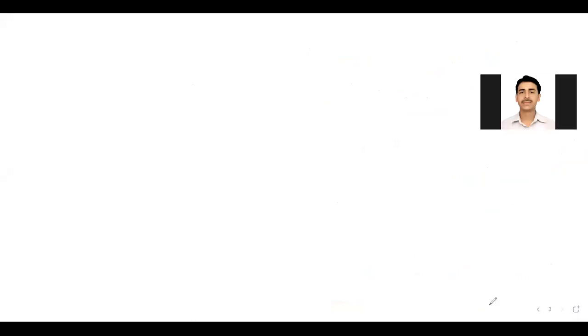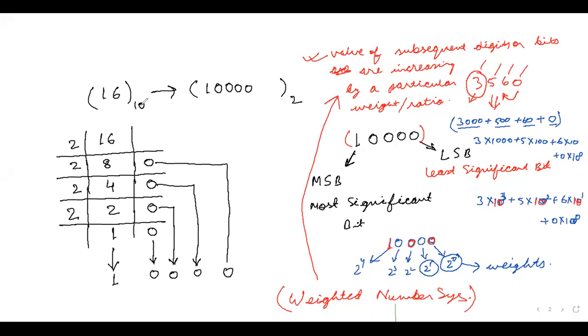Now we have to see the conversion of all the number systems between one another. Firstly, we have seen the conversion from decimal to binary. We have already seen the conversion from decimal to binary. हमें ये decimal से binary में convert करना था, तो हमने 2 से divide किया.